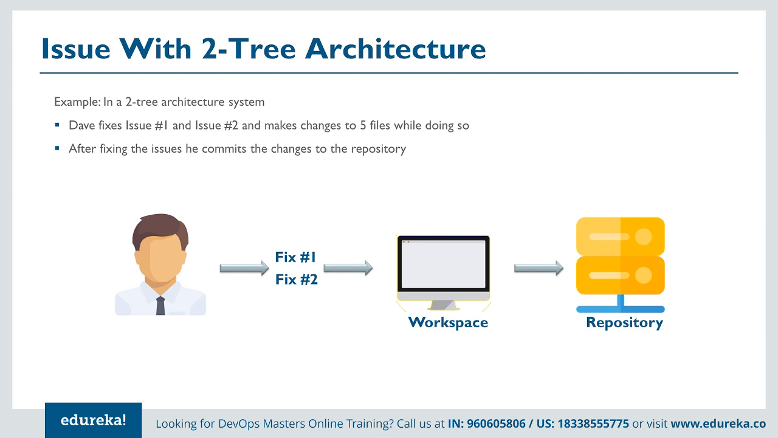So there are some advantages of the three-tree architecture which can be reflected with this example. Suppose we have a developer called Dave who fixed two issues, issue 1 and issue 2, and he makes changes to 5 files while doing so. After he fixes the issues, he commits the changes to the repository. So he fixed the issues in his workspace, and the changes are moved directly to the remote repository.